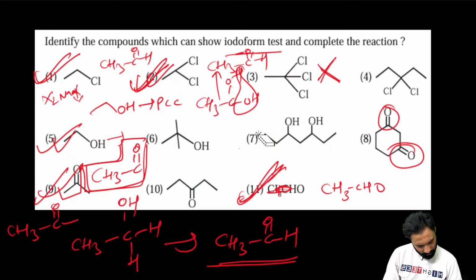7 also will not give. 7 is phenol, right? Okay, this one also does not give. Okay, it is in the straight. Fine, 7 also will not give. 1, 2, 5, 9, and 11. Right. 1, 2, 5, sorry, 9, and 11 it will give.